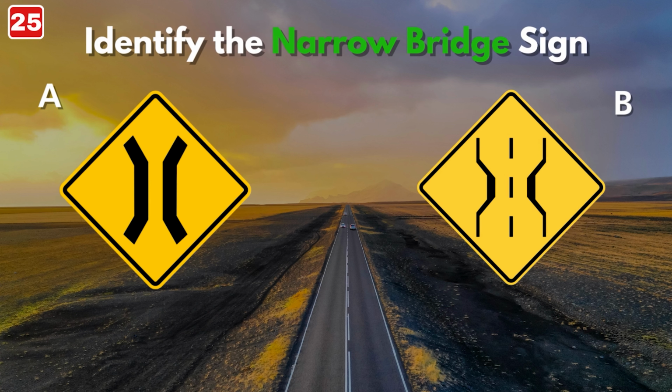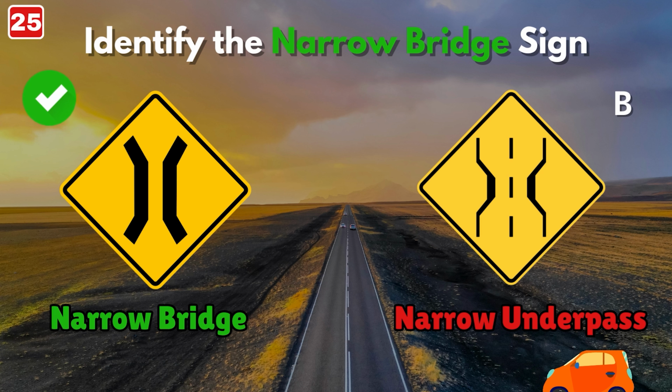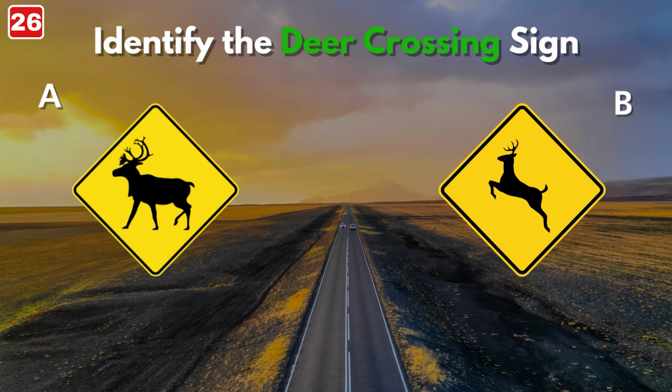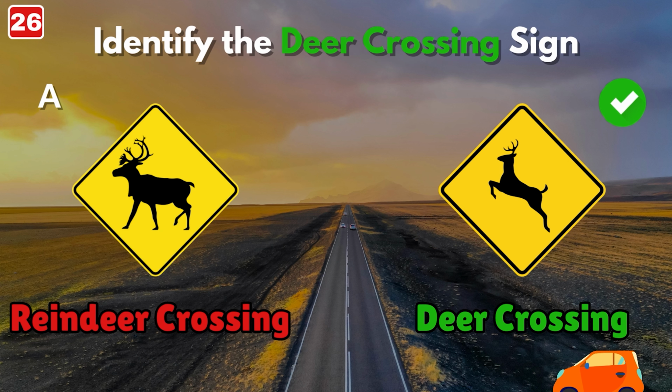Identify the narrow bridge sign. Accurate. A is the narrow bridge sign. Identify the deer crossing sign. Confirmed. B is the deer crossing sign.